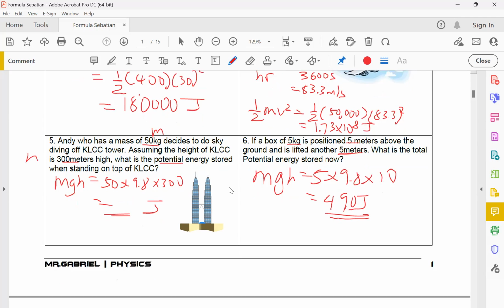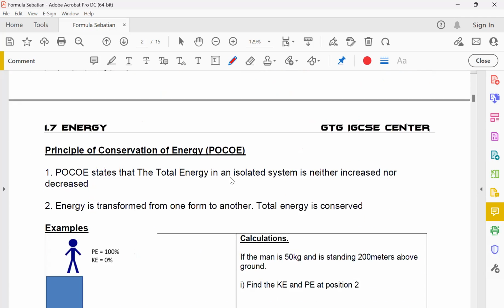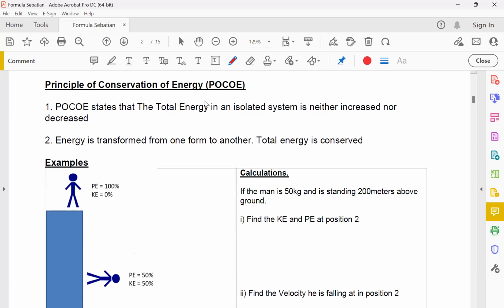Then we move on to the next part, which is the principle of conservation of energy, which is very similar to your principle of conservation of momentum. What was the principle of conservation of momentum again? Total momentum before is equal to... good. This was your principle of conservation of momentum.